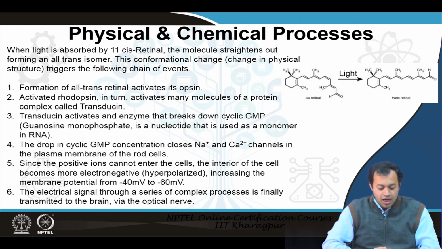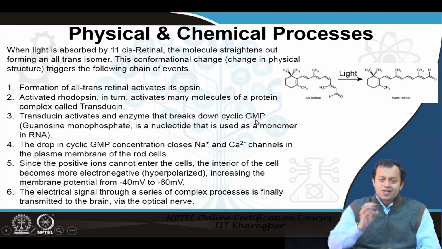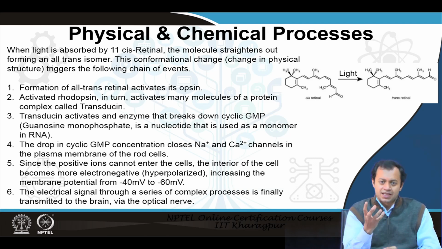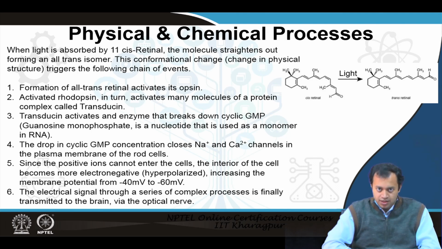which is transducin. The transducin produces an enzyme that breaks down a nucleotide, I think guanosine monophosphate. You should know by this time what a nucleotide is. This nucleotide breaks down the channel, the Na+ and Ca2+ ion channels in the plasma membrane, which it closes.